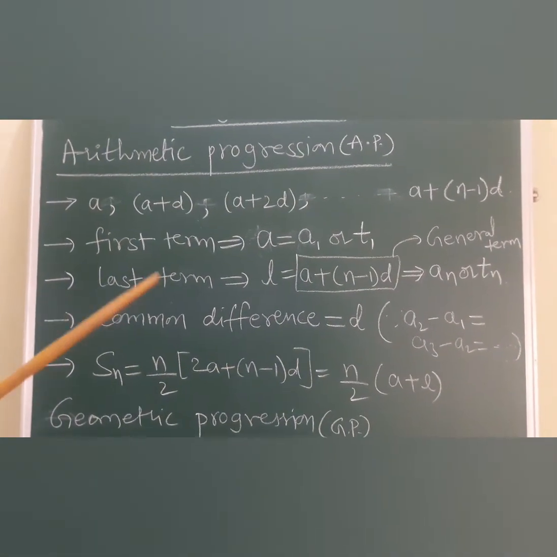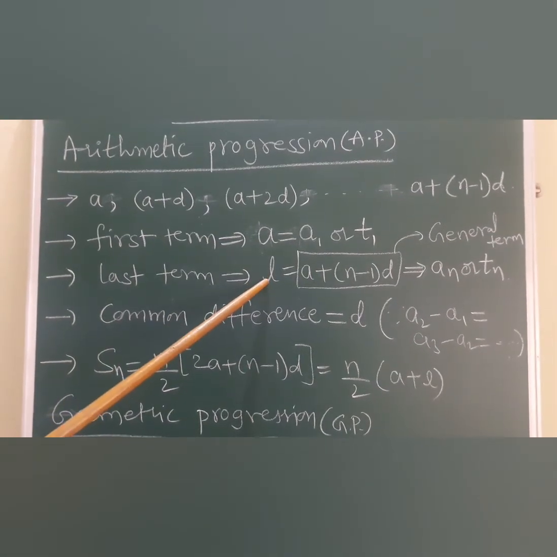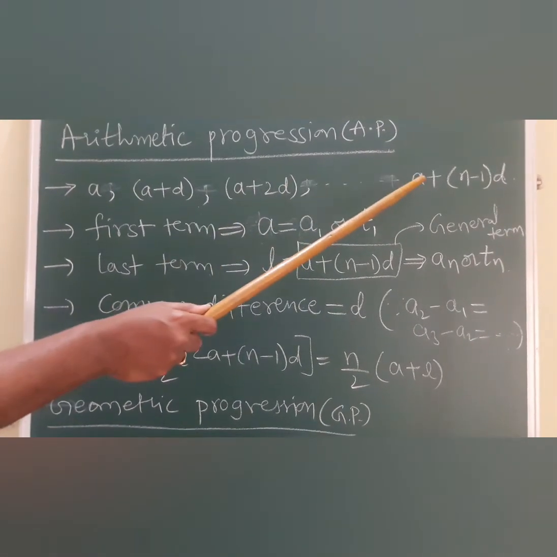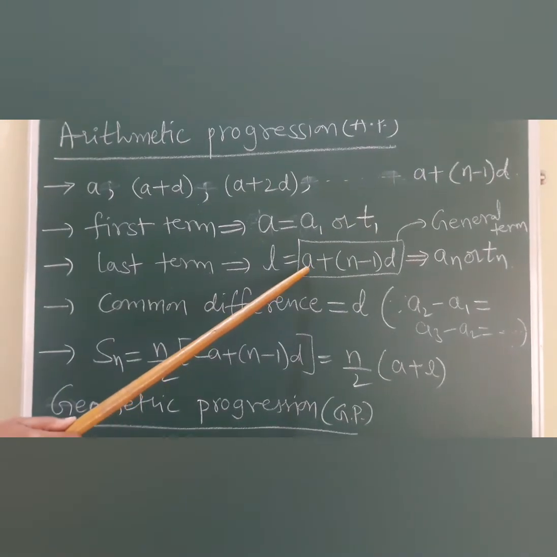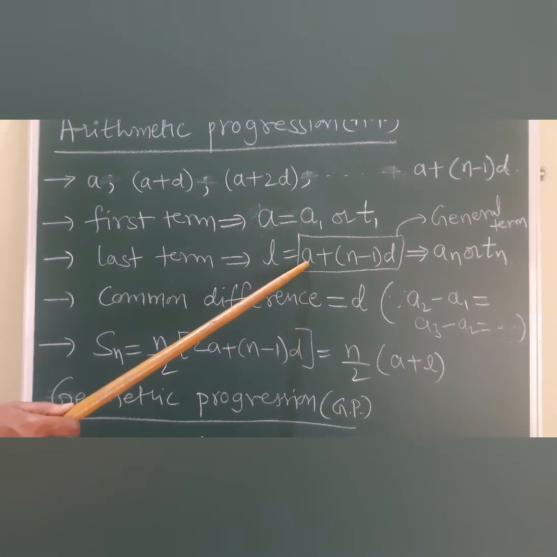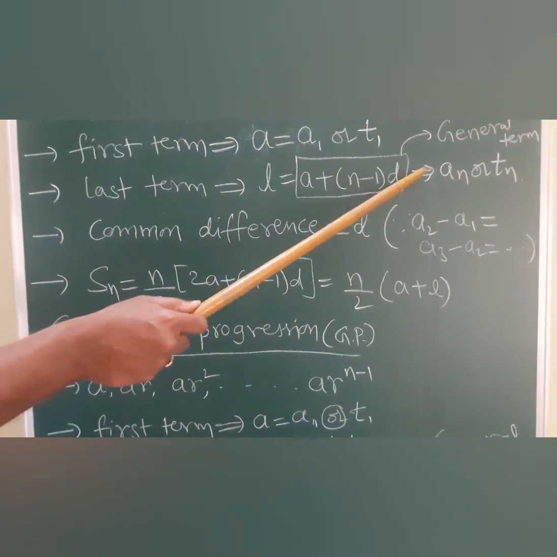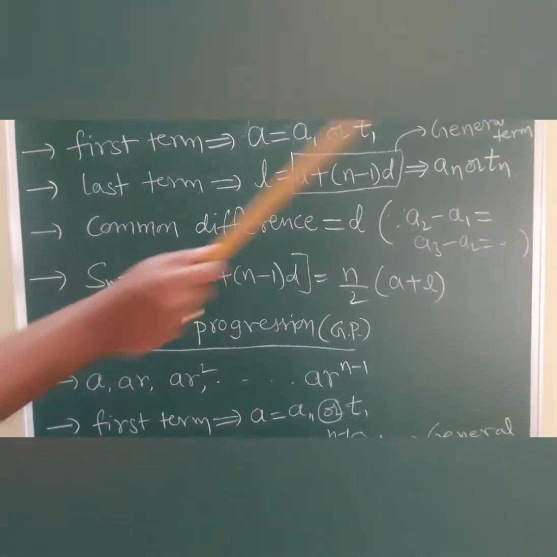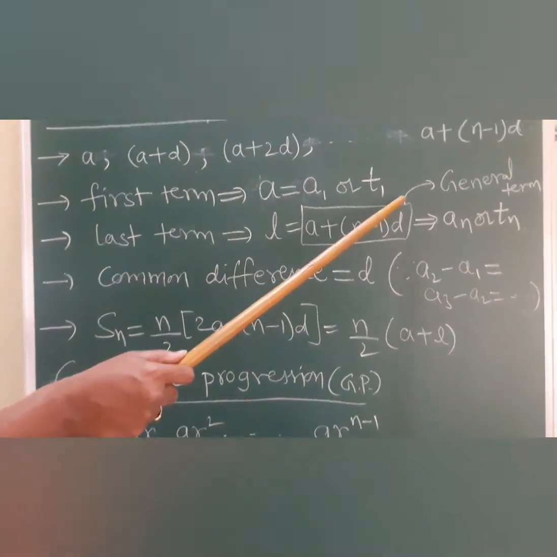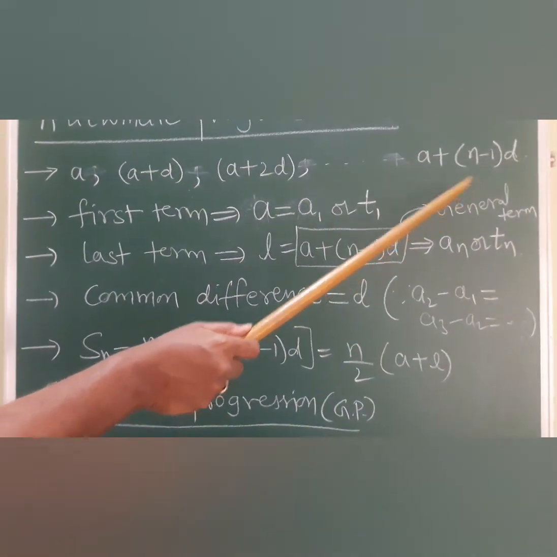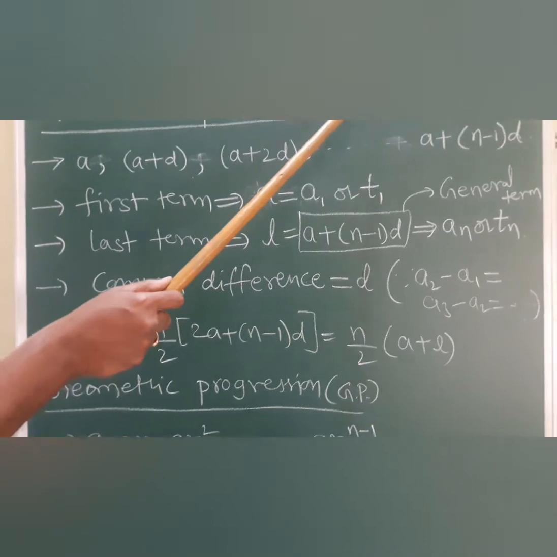Last term, denoted by l, is a plus n minus 1 into d. It is denoted by an or tn. It is also called the general term of the arithmetic progression.